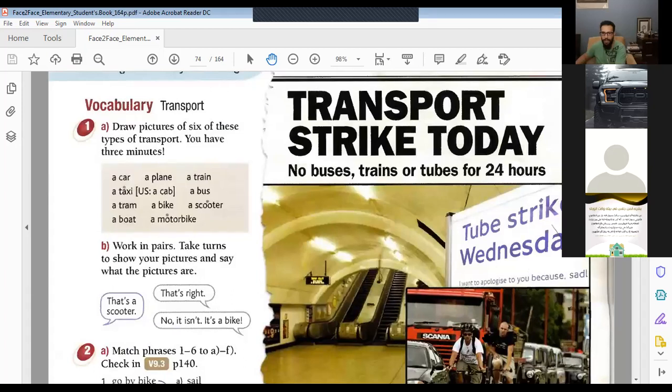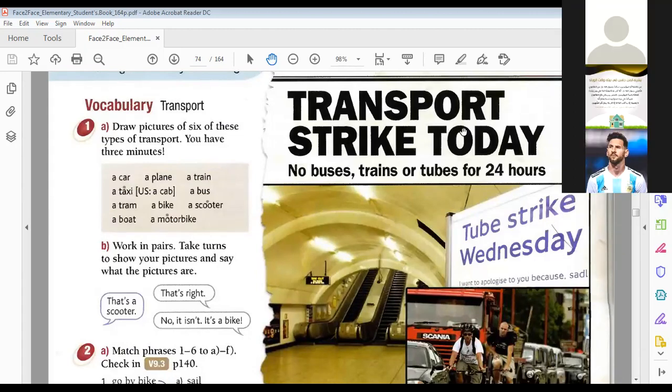Yes. Okay. Selma, are you there? Can you read the headline, please? What does the headline say, Selma? Transport strike today. No buses, train or tubes for 24 hours. What does this mean?